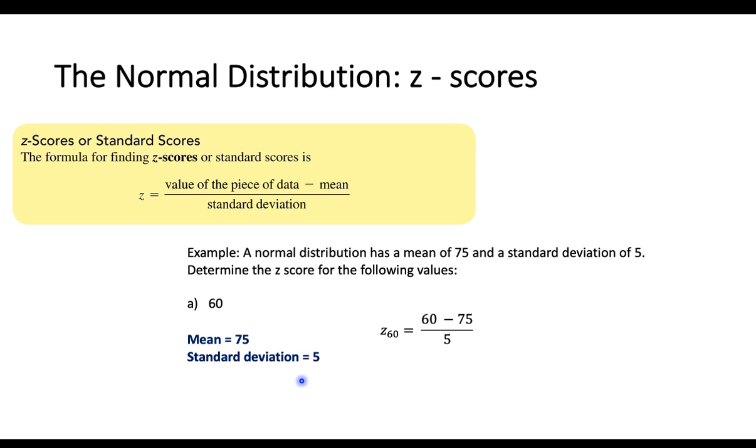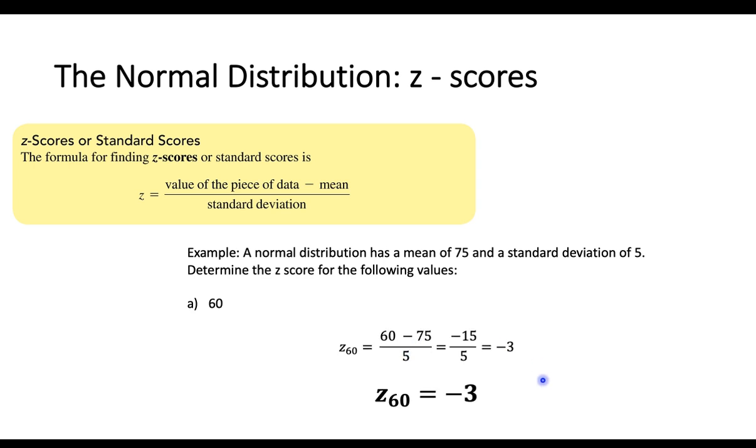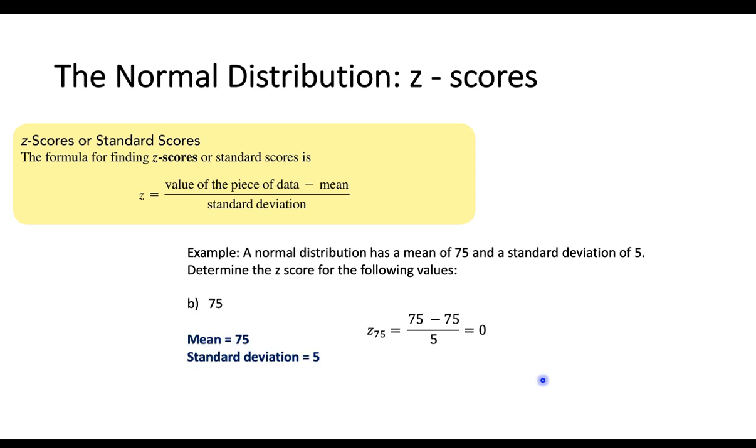When we want to find the z-score for that specific data value 60, we're going to take the data value, subtract the mean, that's from this formula, and divide by 5. So 60 minus 75 is -15, and -15 divided by 5 is -3. So the z-score is -3. Let's do the next one.